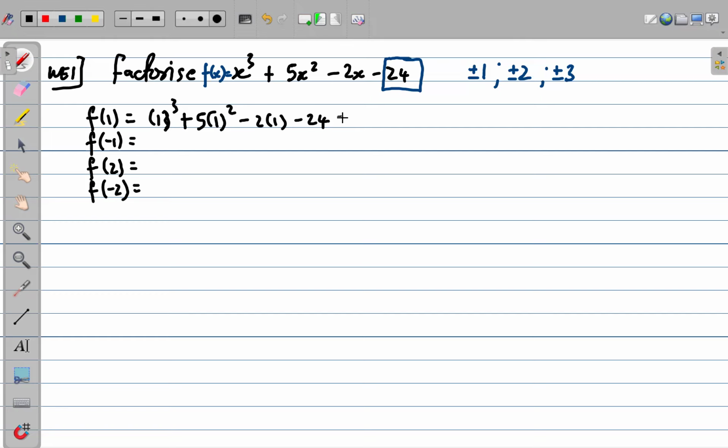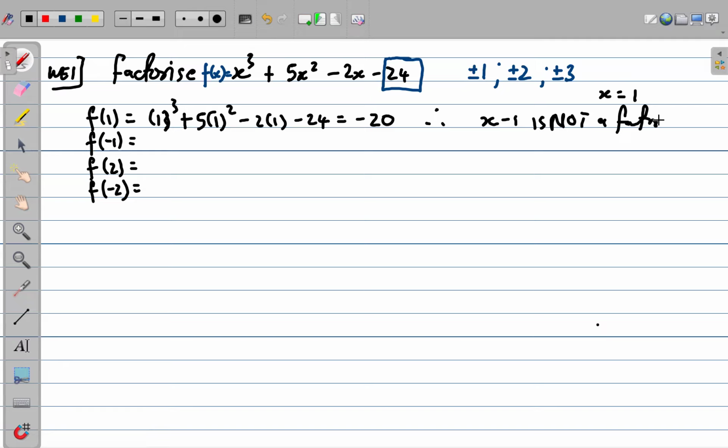Here I think this is going to give me 1 plus 5 is 6, then 6 minus 2 is 4, so this is going to give me negative 20. So the remainder is not 0. The remainder is negative 20. Therefore, x minus 1 is not a factor, so x minus 1 will not feature in our factorization.